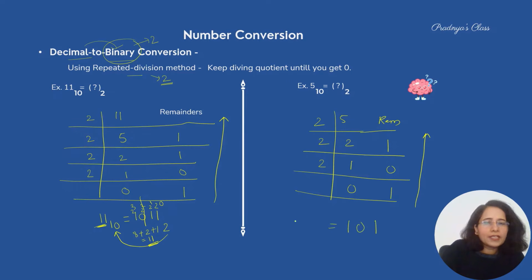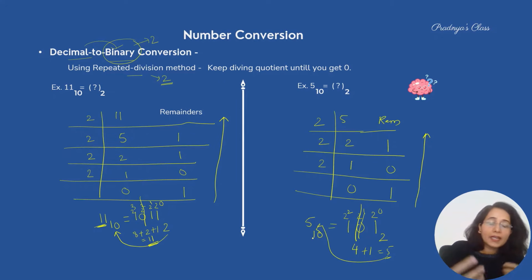So what was our decimal number? It was 5. That's why I am writing base 10, and we got the number 101, that is in the binary number system. Let's cross check whether we have done it correctly or not. Write the positional value: 2 to the power 0, 2 to the power 1, 2 to the power 2. 2 to the power 0 means 1, plus 2 to the power 2 means 4. So you can see here 4 plus 1 is equal to 5. So we got the correct answer.